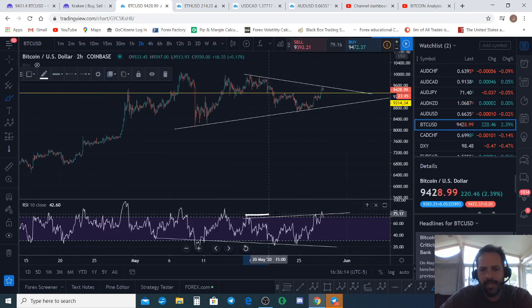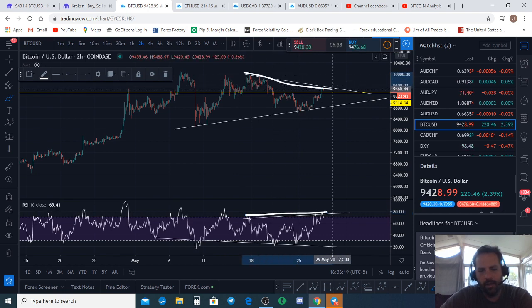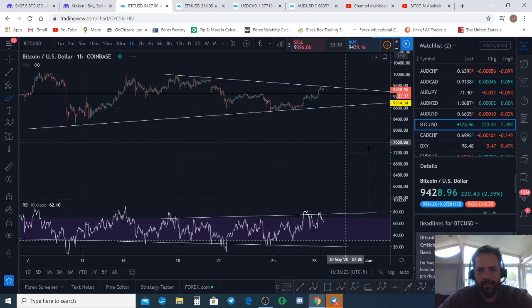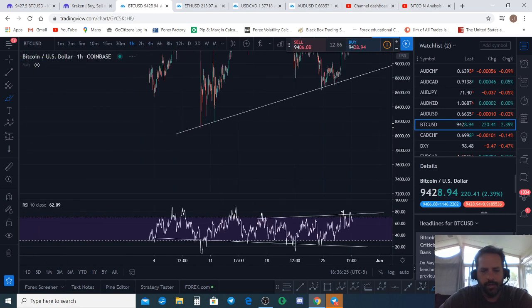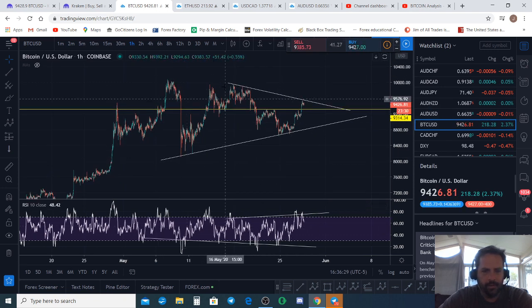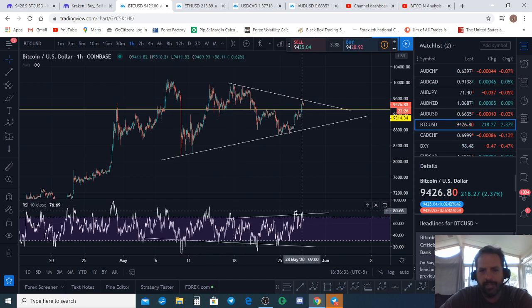We still have the same divergence present. It's not quite as strong, but we have the same divergence present on the 2-hour chart as well. Let's check the 1-hour chart and see what that's looking like. Now you can see how that divergence becomes a little less likely here, though it's still present here.